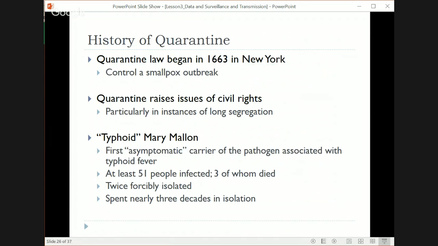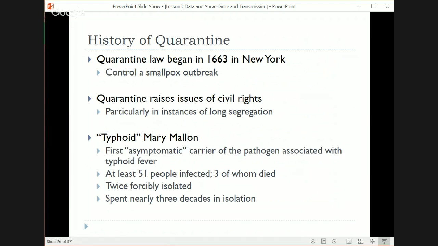So when the researcher finally talked to Mary, she admitted to having poor hygiene. She didn't believe in microorganisms, so she didn't believe in washing her hands. And what ended up happening, and this is the first time she was isolated, is that the health department got involved and took her to Brother Island, which is in the East River and is north of Manhattan. And they put her there for 3 years.